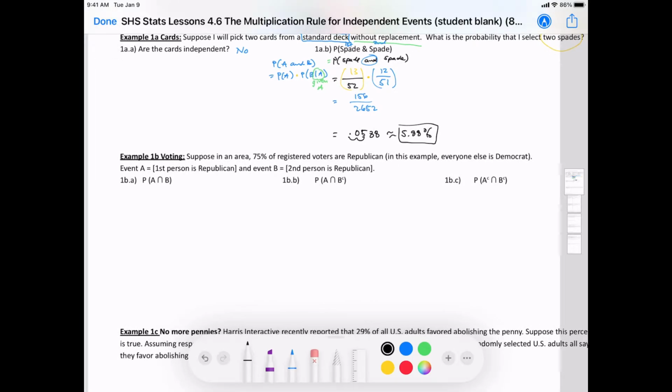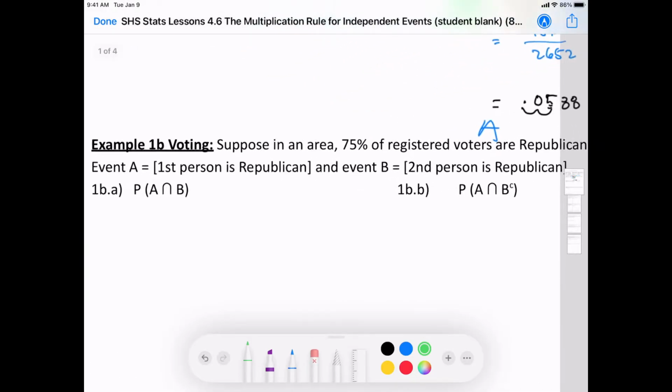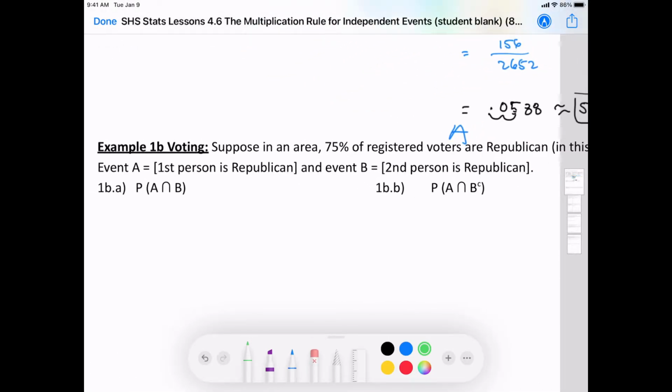Okay, let's talk about voting. Example 1b. Suppose in the area, 75% of registered voters are Republican. So let's just call this event A. In this example, everyone else is a Democrat, not independent or other political parties, so we'll call Democrat event B. Event A is the first person is Republican, and then I want event B, another Republican.